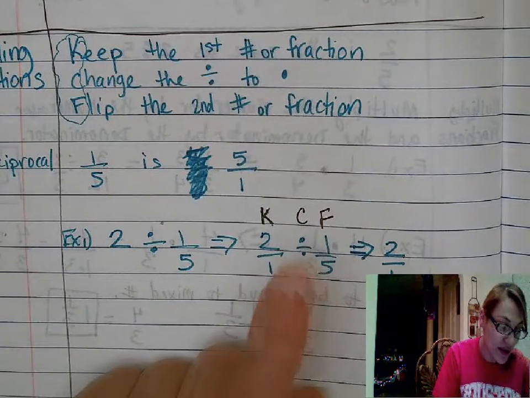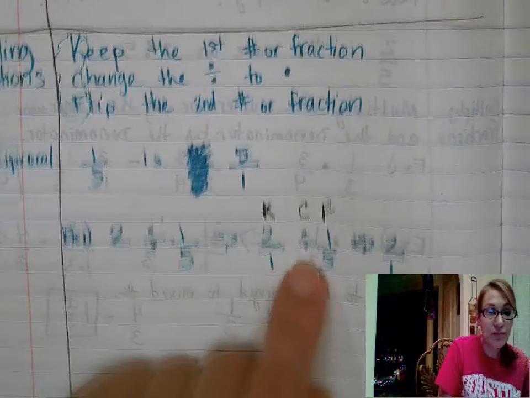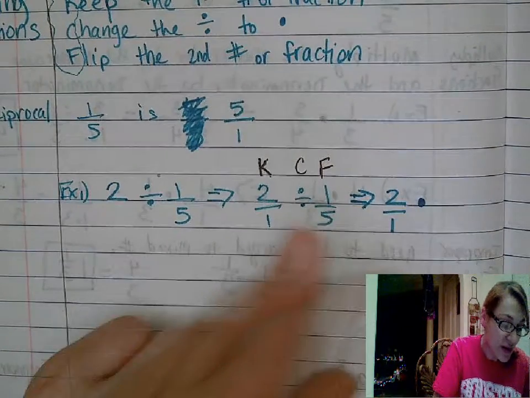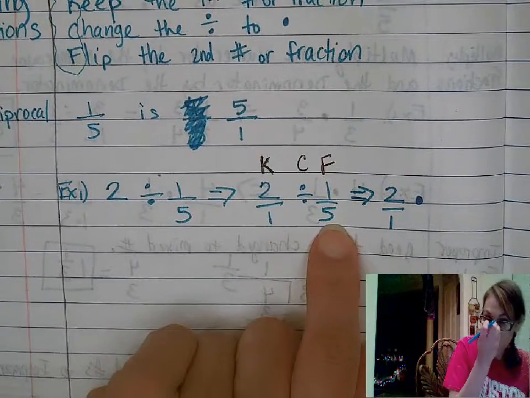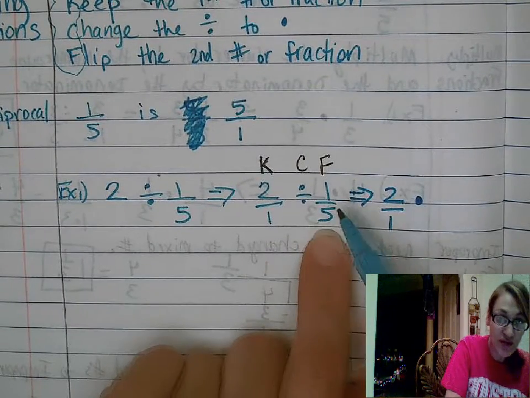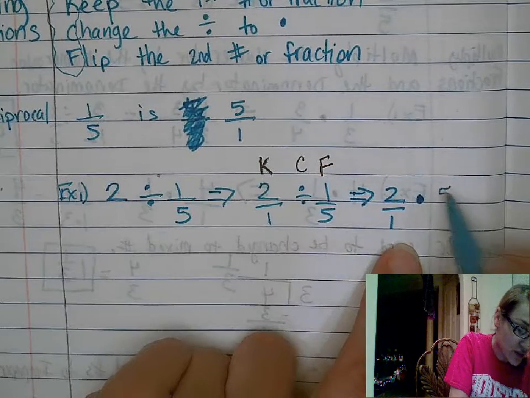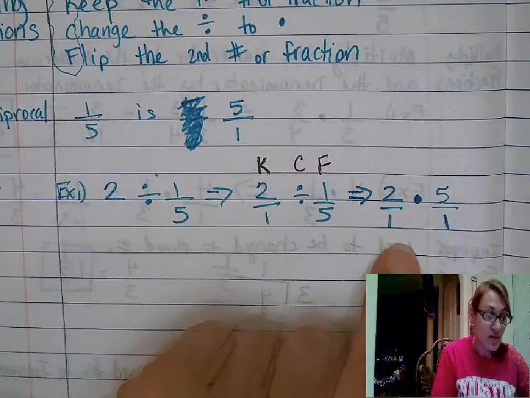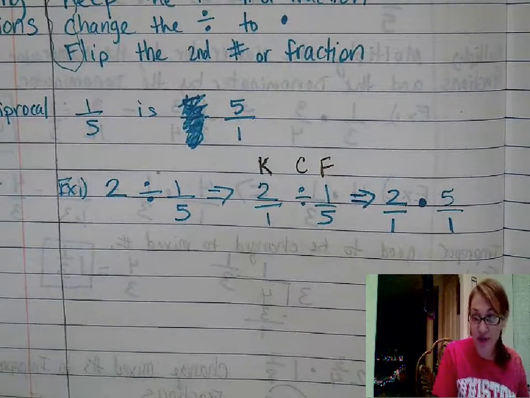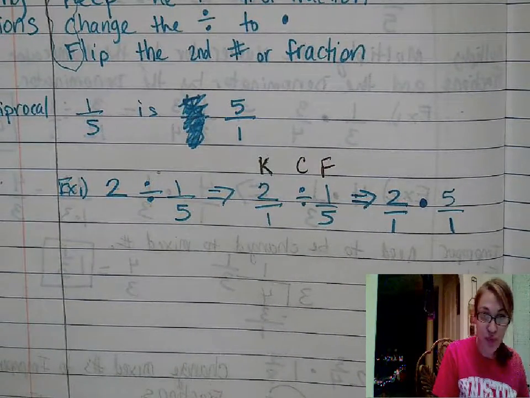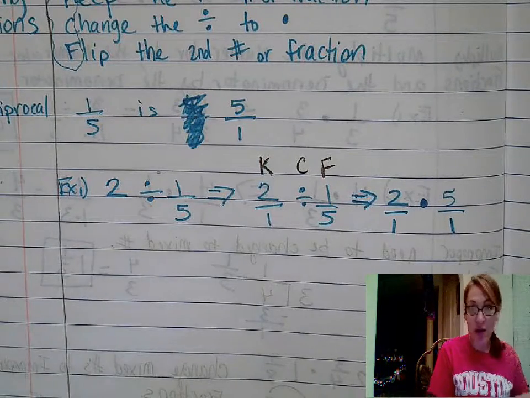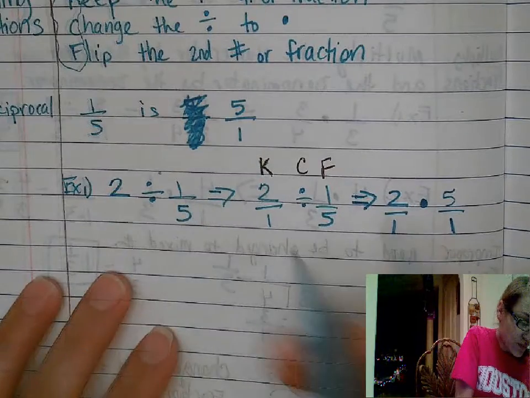So we're taking the inverse of division, which is multiplication, and then we're going to take the reciprocal of 1/5. The reciprocal of 1/5, which all we're doing is flipping it, is 5 over 1. So now all we're doing is multiplying fractions, which we just learned how to do, right? So pretty simple. Now we just multiply straight across, numerator by numerator, denominator by denominator. So that's what we're going to do.